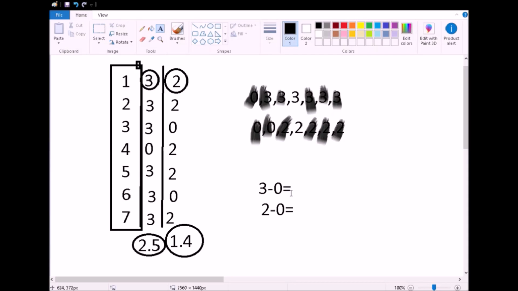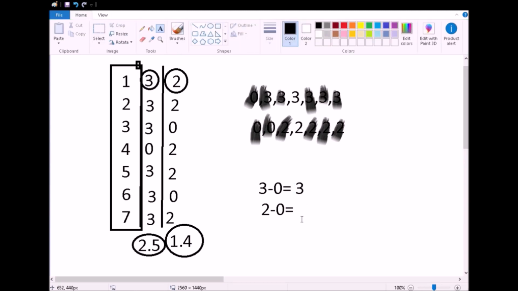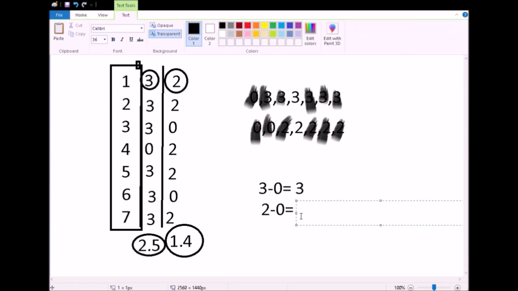And now Gabe's gonna return to do the range of this data set. Okay, range is the greatest number minus the smallest number. So we would have 3 minus 0, which is 3 for the first set. And for the second set, we would have 2 minus 0, which is 2. Make sure to organize your numbers from least to greatest, or you won't get them right.